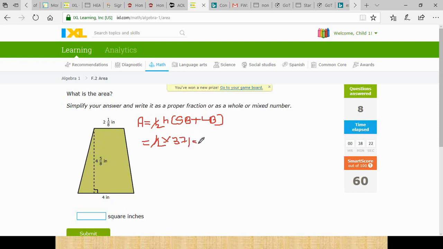And then we're going to, in brackets, what's the length of the short base? 2 and 1/8. Right. So convert that into a fraction. You get 2 times 8, 16, plus 1, 17/8. Yes, you'll have 17/8, right?